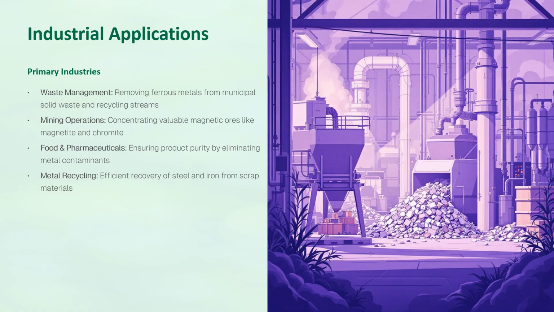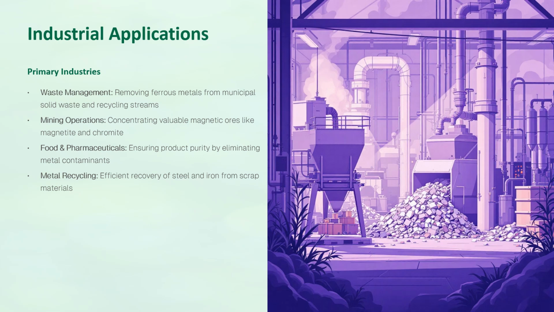And the next one is industrial application. In what are all the various fields? Just learning the separation process is not enough. We have to learn what are all the various applications where this magnetic separation process takes place, mainly in waste management, where the ferrous metals will be there. The municipal people, they will separate the solid waste and they will recycle them.